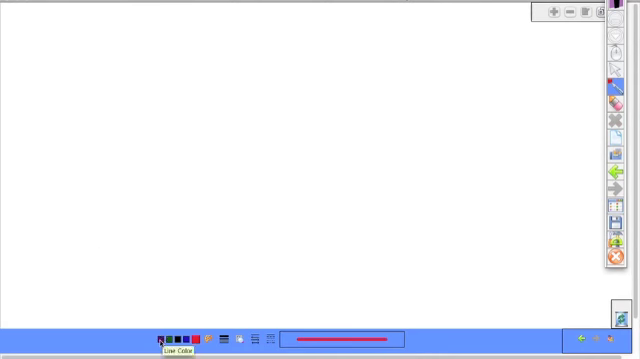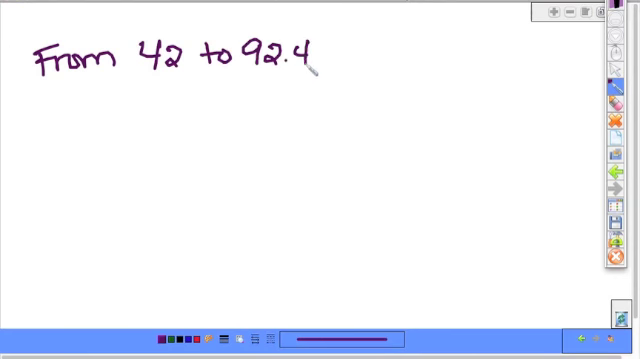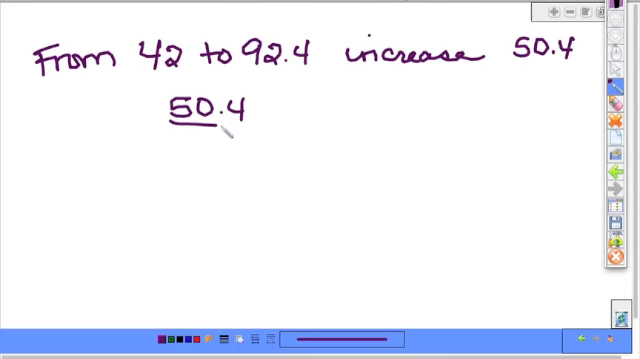What if we had from 42 to 92.4. All right, obviously again we're looking at an increase because we're going higher. And if I subtracted those two, it would give me an increase of 50.4. Okay, that's how much of a difference there is between those two numbers. So I'm going to put the 50.4 over my original amount. Remember, your original is always the first number they give you, all over 42.